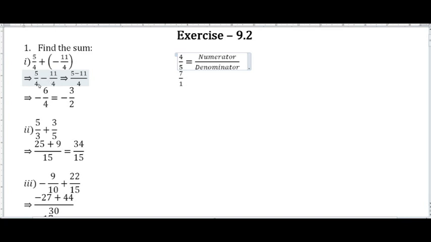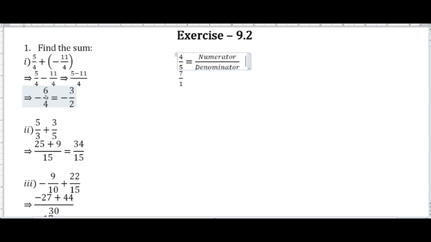When the denominators are alike, the same number, here 5/4, 11/4, it will take 4 as the LCM and the numerator will remain the same, 5 minus 11. Then it will subtract the smaller number from the bigger number and the answer will carry the sign of the bigger number. Here 5 minus 11 is there. That means you have to subtract 5 from 11, that is 6.